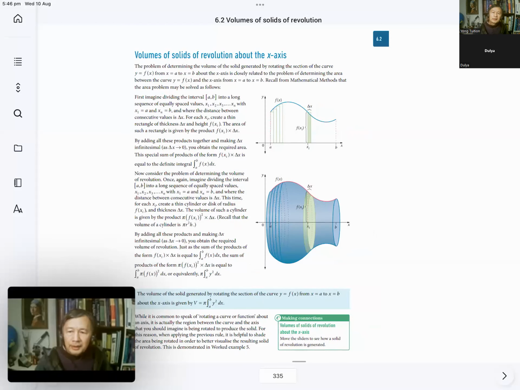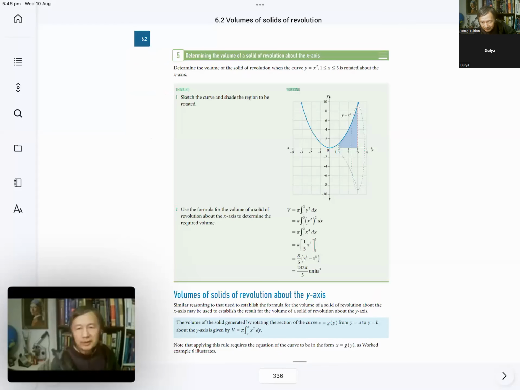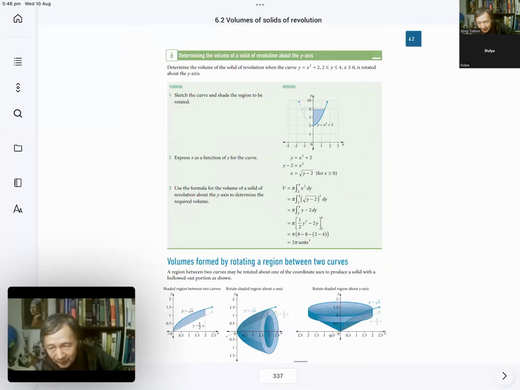Yes. Oh, that is a revolution about the x-axis of the volume, right? The volume. Oh, that is simple. You just apply the formula. You just slice this hypothetical 3D volume into slices.